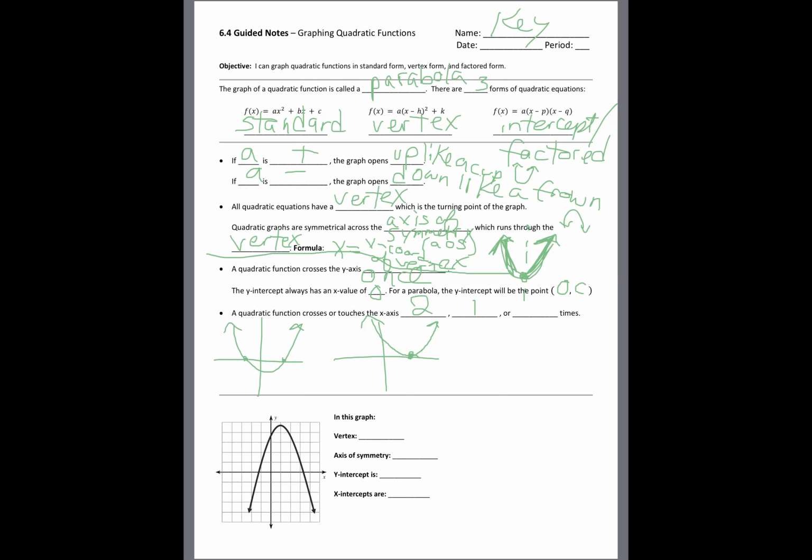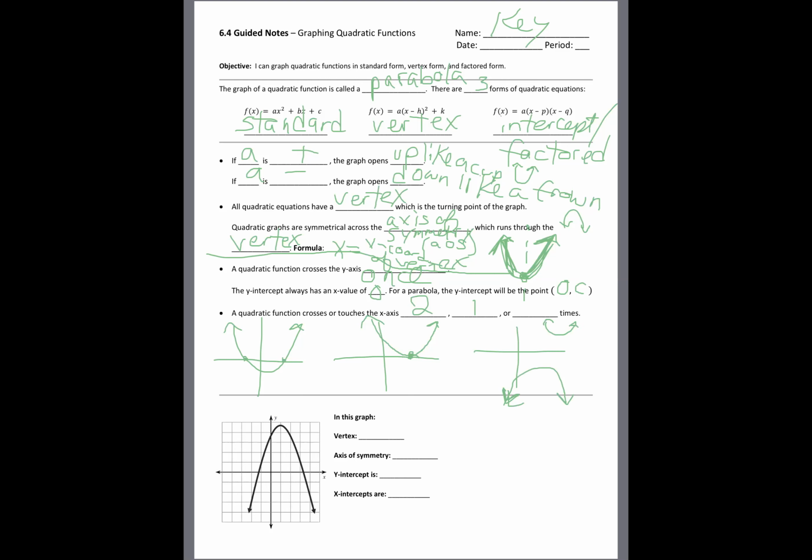And then there is a third case. If I had a parabola, say maybe one like this, that guy's never going to touch that x-axis. It's just going to keep going down forever. I mean, it could have been up here too. It doesn't matter.